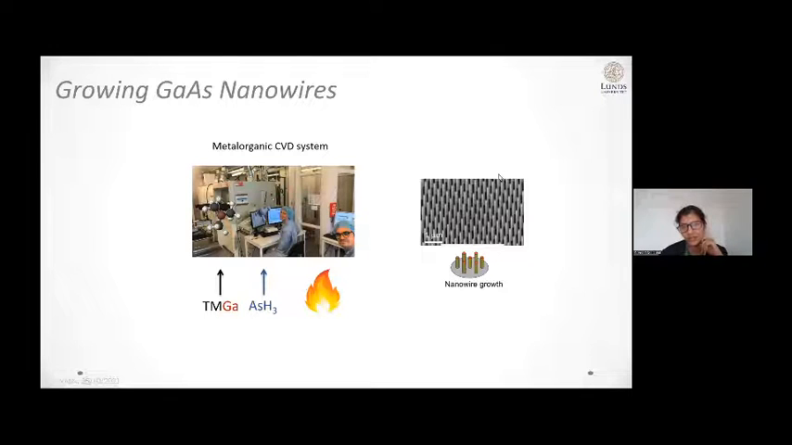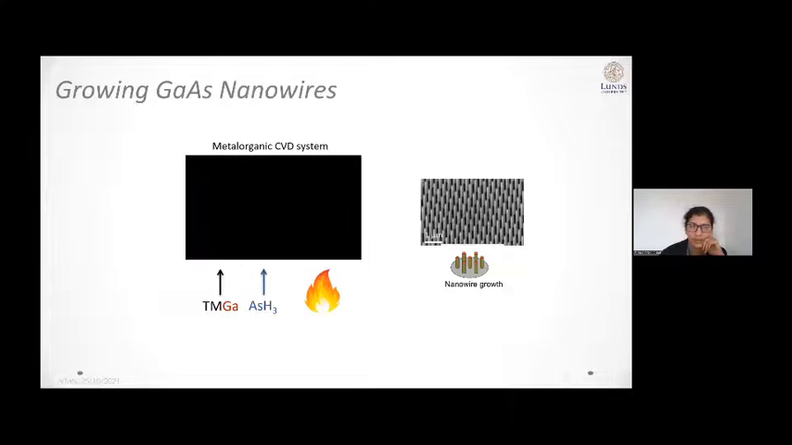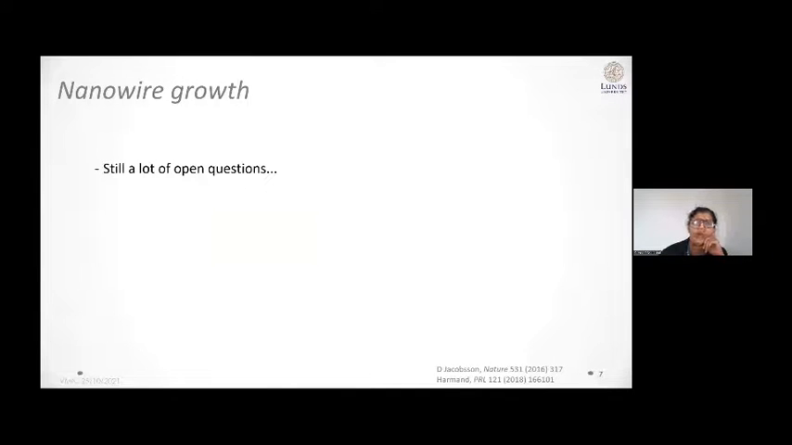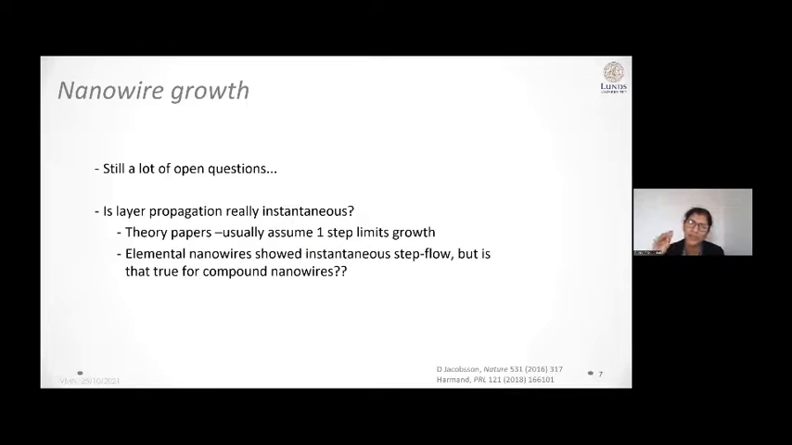But you don't really get to see what is happening exactly inside the reactor because it's almost like a black box. So there are a lot of questions related to the mechanism of nanowire growth because most of the time we are not able to see how the growth is happening. For example, the nanowire growth is expected to happen layer after layer after layer. And whether this layer propagation is instantaneous or whether it is a slow process, all those things, especially for compound nanowires, is not very well studied.